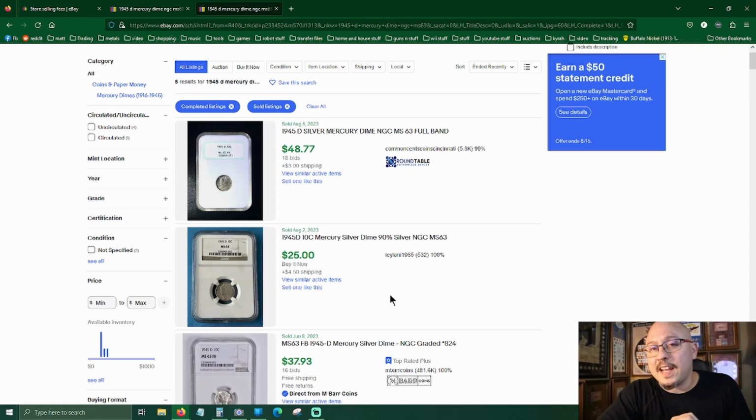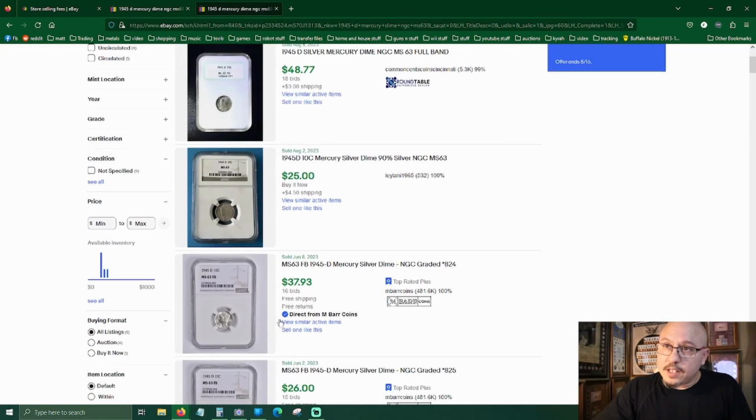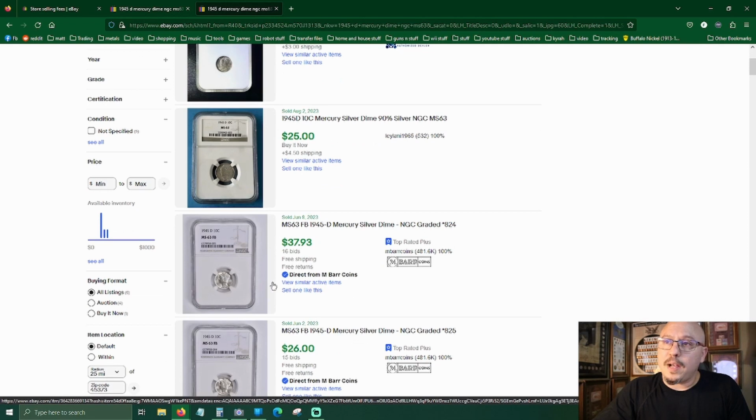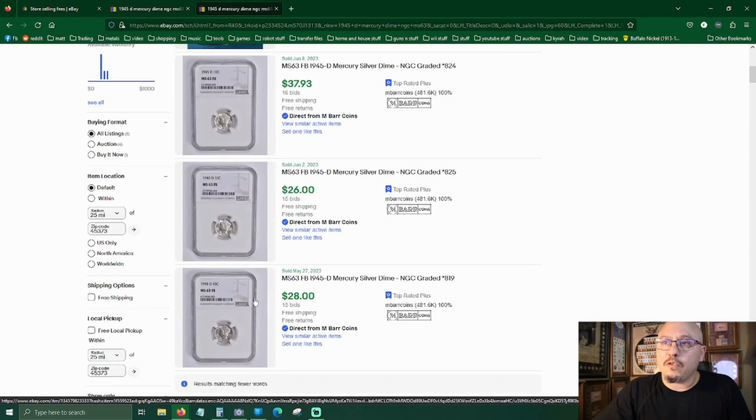So what that's saying is that if we list ours at something higher than 38.50, we are probably going to struggle to sell it. Now, here's another 63, but again, that one's got the full bands. So the full bands can grab you a little bit more money, but it looks like what we're finding out here is that we paid retail for this dime. And so because we paid retail for this dime, if we really need to offload it, we're probably going to take some kind of a loss on it.